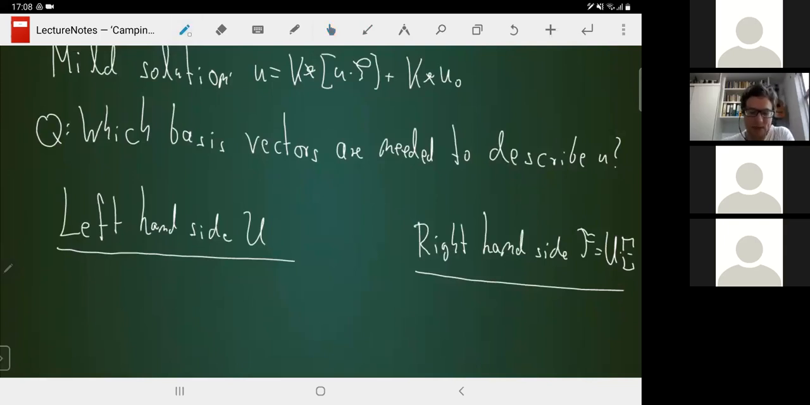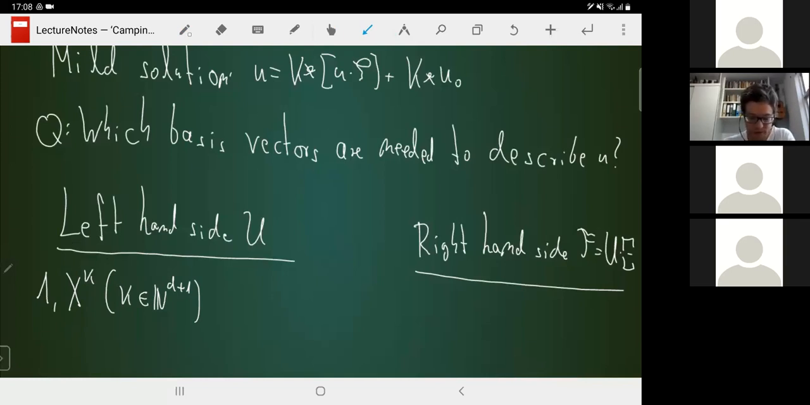But let's start with this slowly. So left-hand side. At least as a first approximation, what do we need to describe our solution u? Well, you may have a smooth part. For a smooth part, Taylor's theorem tells us we need to use polynomials. So for this, we use these symbols, 1 and x to the k, where k is in N to the d. So for the smooth part of the solution, we probably need these basis vectors, or basis symbols.